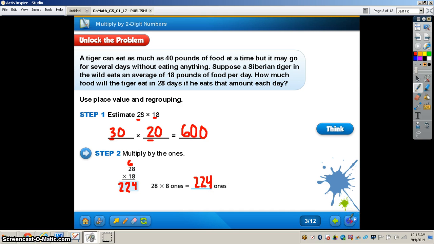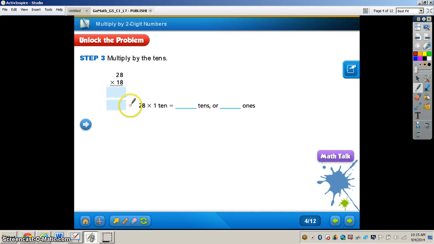So we have that, and let's go to our next step. We have that 224. Let's write it down. Okay, that's called a partial product. It's part of our product, part of our answer. Now what we're going to do is multiply 28 times 10, because that 1 here actually represents a 10. It's not a 1, it's actually a 10. Why do we know that? Because it's in the tens place.